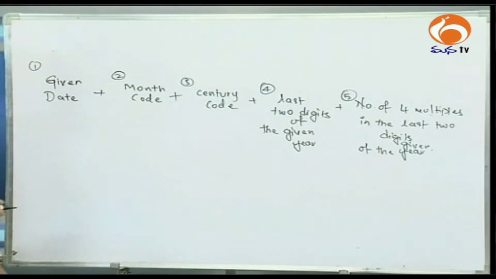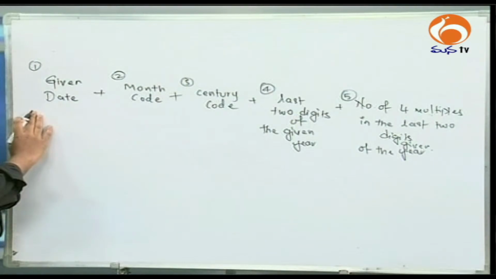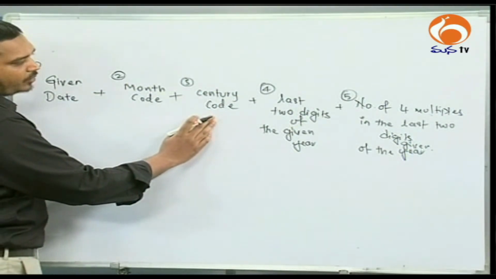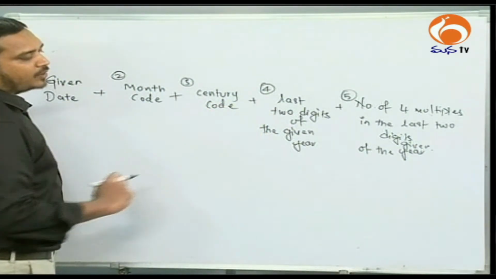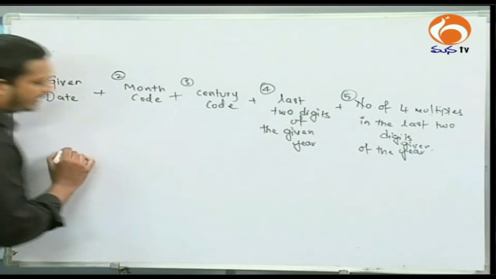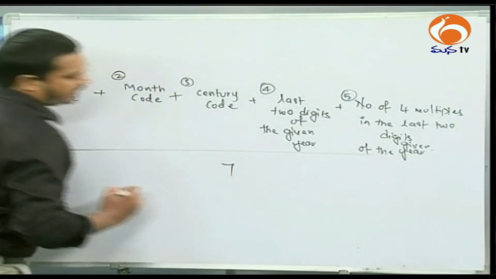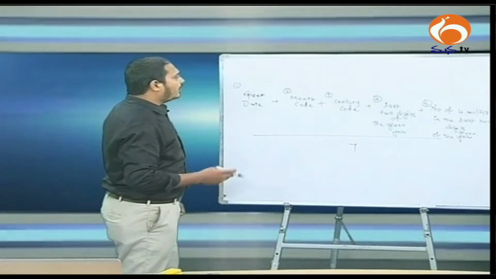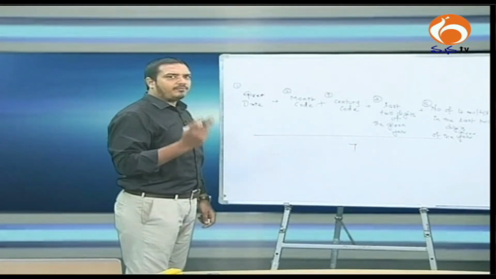I repeat the 5 parameters once again. First parameter given date, second parameter month code, third parameter century code, fourth parameter last 2 digits of the given year, and the fifth parameter number of 4 multiples in the last 2 digits of the given year. The entire 5 parameters are divided by 7. If you ask me why 7, it is so simple. We have 7 days in a week. That's why it is 7. Now let's discuss one by one.